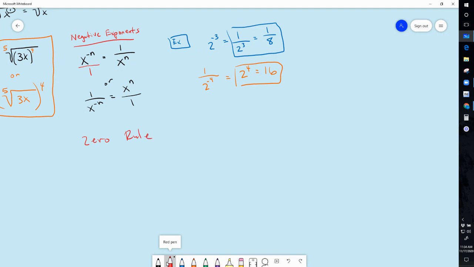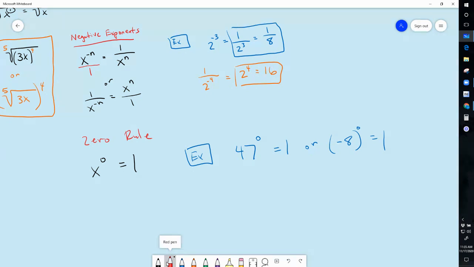Okay, that just says that x to the 0 equals 1. Super simple. Anything to the 0th power equals 1. Example, let's just say 47 to the 0th power equals 1, or negative 8 to the 0th power equals 1. Anything to the 0th power is 1.